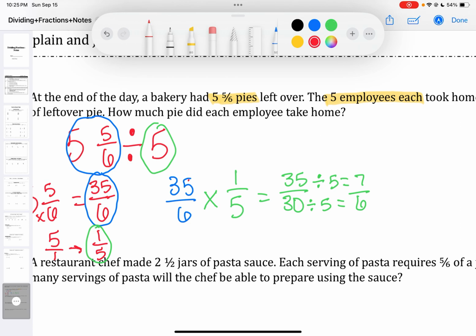Now, I know off the top of my head that 7 over 6 is the same as 1 and 1 over 6. If I didn't know that, then I could divide this as normal. 6 goes into 7 one time. 7 minus 6 is 1. So then the 1 would go in front, my denominator would be the same, and then the remainder would go over that. Just a reminder in case we forgot how to do that.